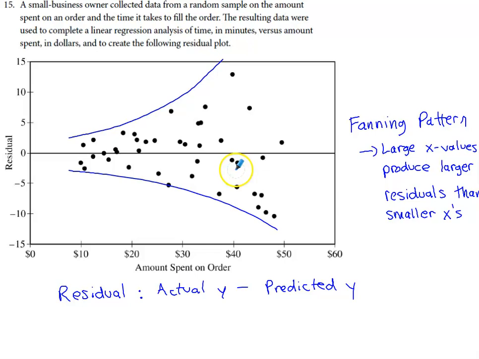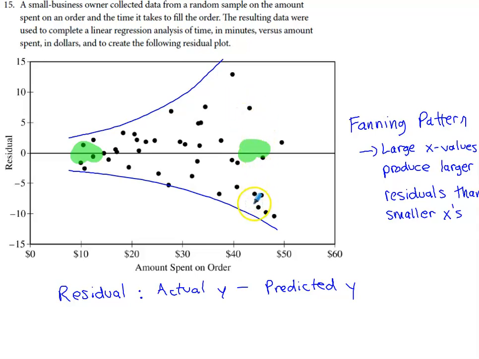What I notice about this residual plot right away is we have this fanning pattern, right? If I was to draw a curve as the top boundary for all of these points within the residual plot and another curve for the bottom boundary, what that tells me is that at lower x values, so the amount spent on the order, so at x values in this little stretch, I don't have a very big deviation between what the least square regression line predicts and what the y values from the sample actually were.